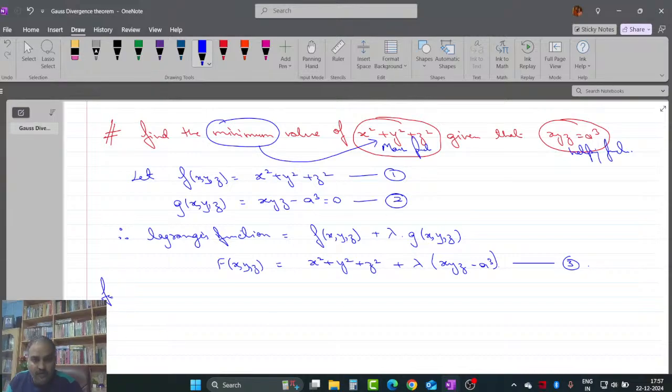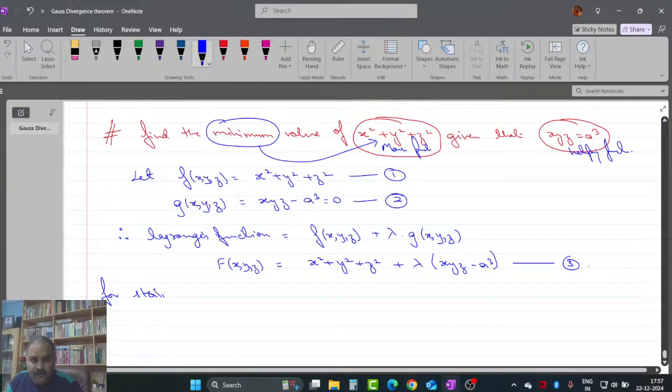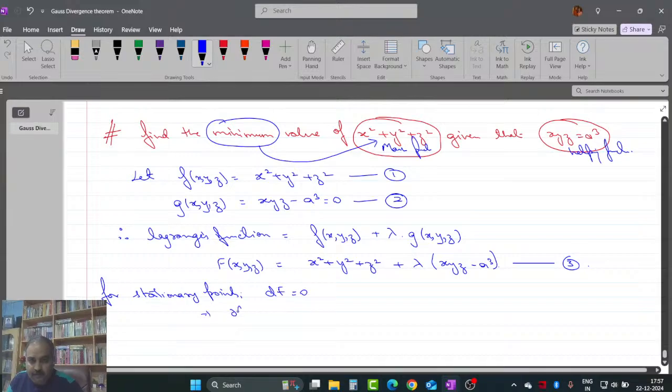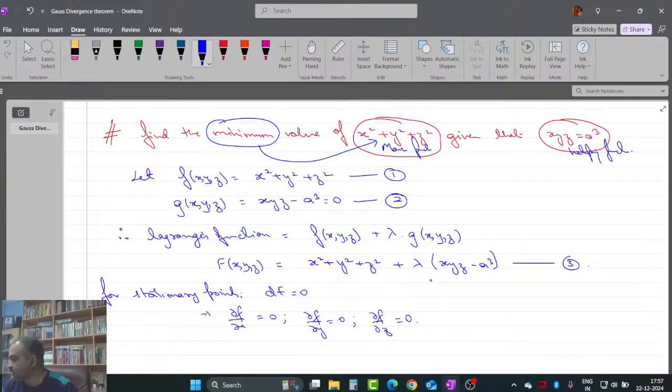Now for stationary values, stationary points, we always put df equal to 0. That means curly f by curly x is equal to 0, curly f by curly y is equal to 0, and curly f by curly z is equal to 0. These are the functions. After doing this one, we'll be doing one of the questions for work done.